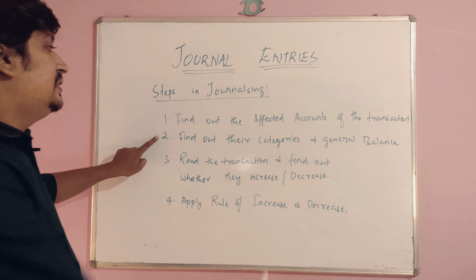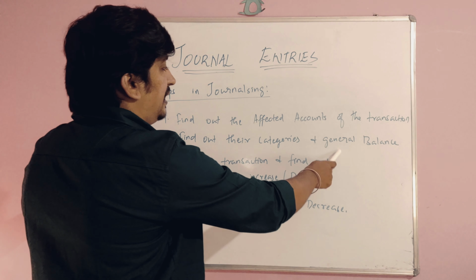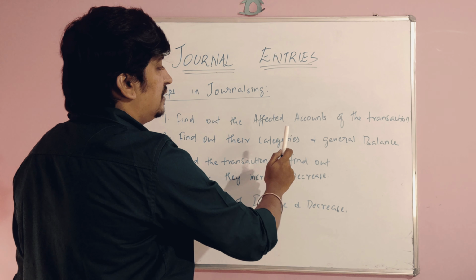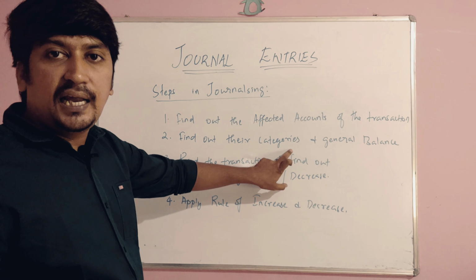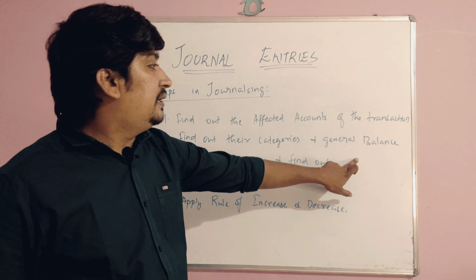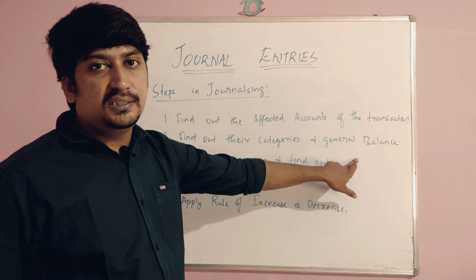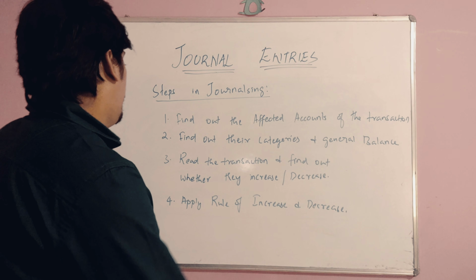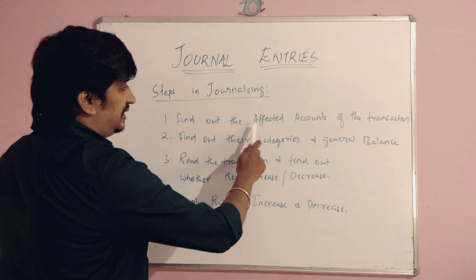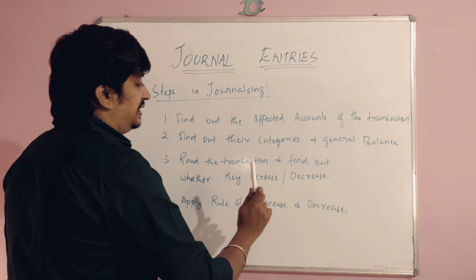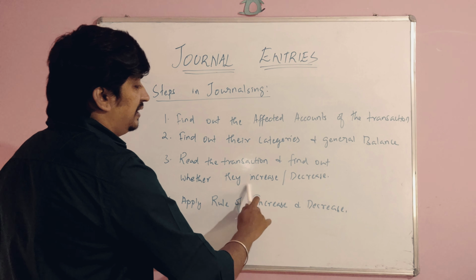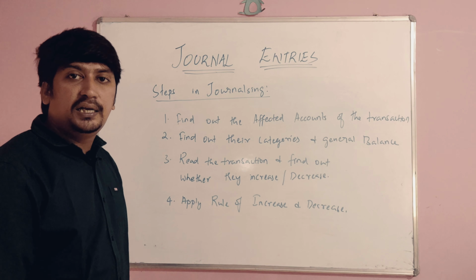The next step is to find out their categories of accounts and the general balance. Here you find out two accounts, and those two accounts belong to either of the four categories. Find out which category these two accounts belong to and their general balance. Assets and expenses and losses have a debit balance; liabilities and revenues and gains have a credit balance. And then read the transaction and find out whether these accounts increase or decrease. This is decided by the transaction. You need to find out based on the transaction only whether that particular account increases or decreases.